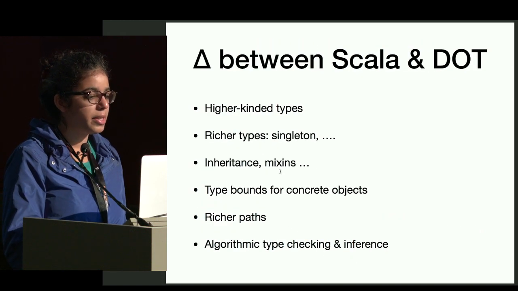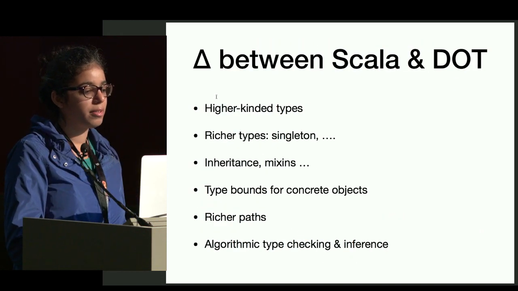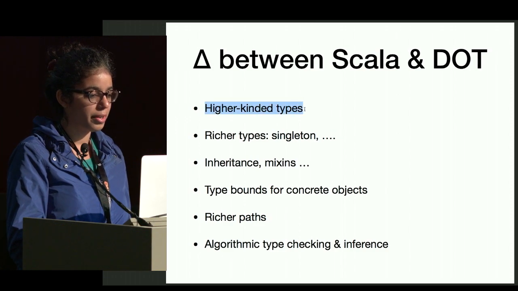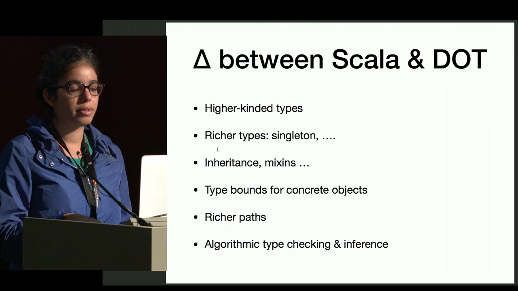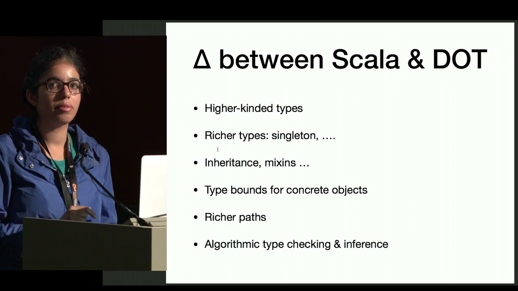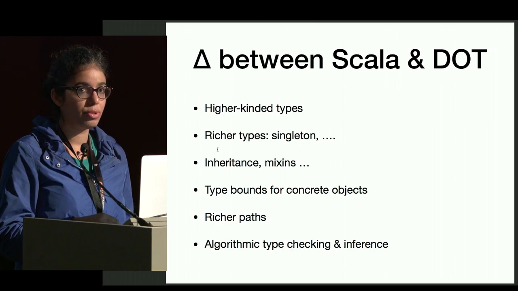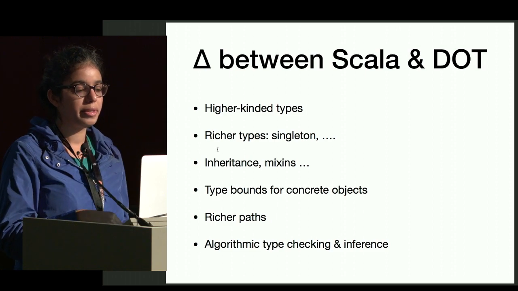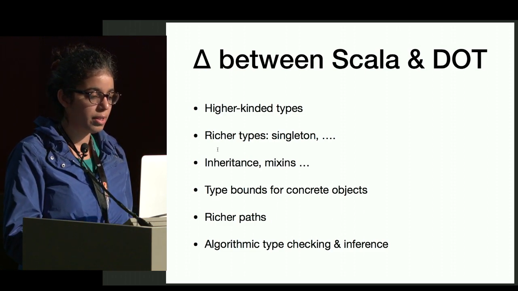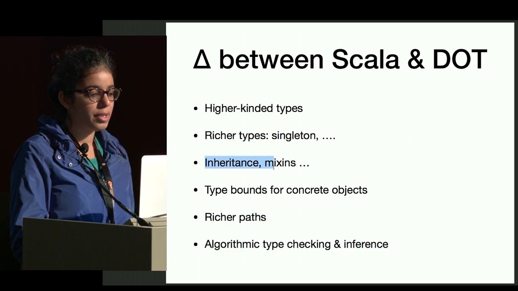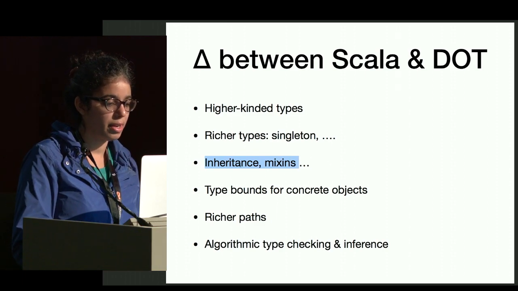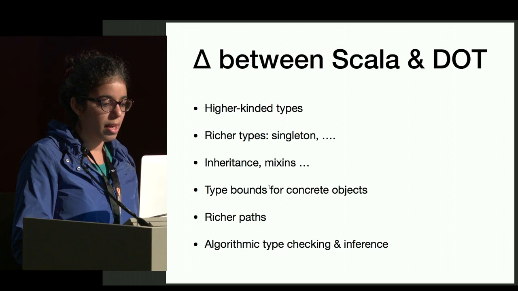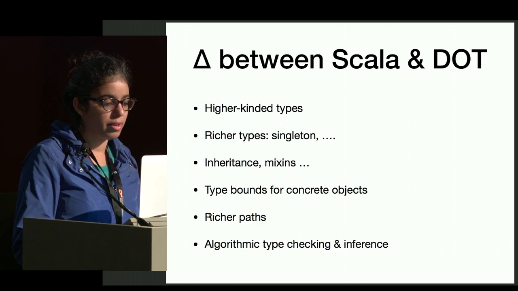Okay, and so the delta between Scala and Dot: as I said a few times, higher-kinded types. Of course, Scala also has richer types like singleton types and others. Some we could try to model through encodings, and others might require extensions. Also, studying these orthogonal code-sharing mechanisms like inheritance and mixins. And in general, richer paths.